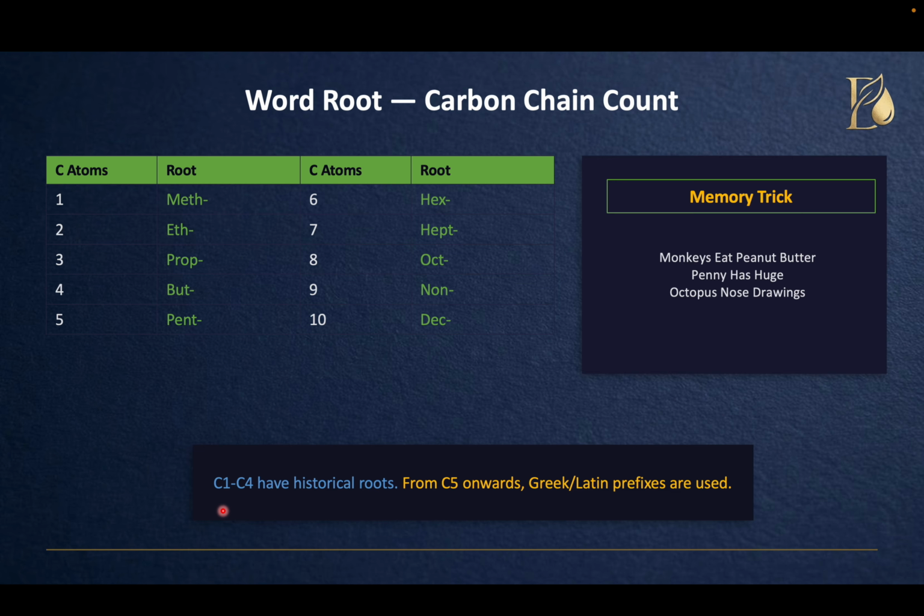From C1 to C4 we have historical roots, but from C5 onwards we are using Greek or Latin prefixes, and that's just to get the point across. So this is the word root.